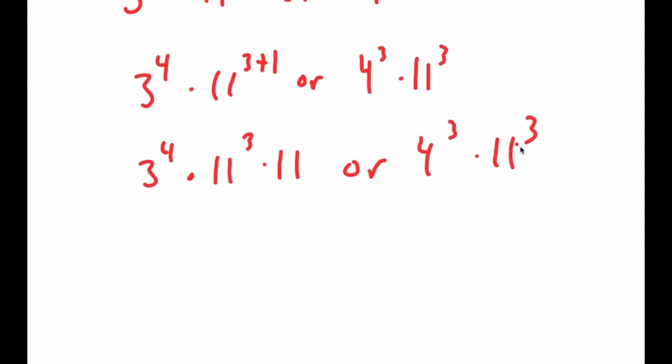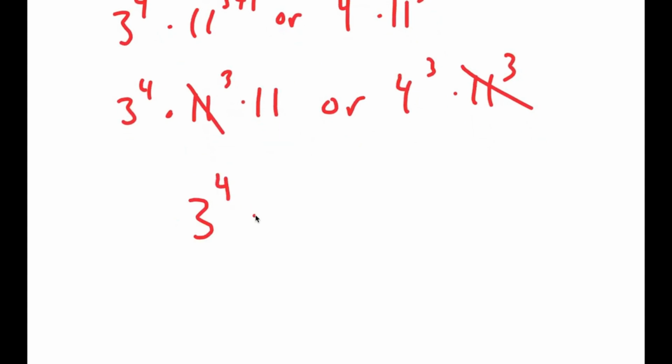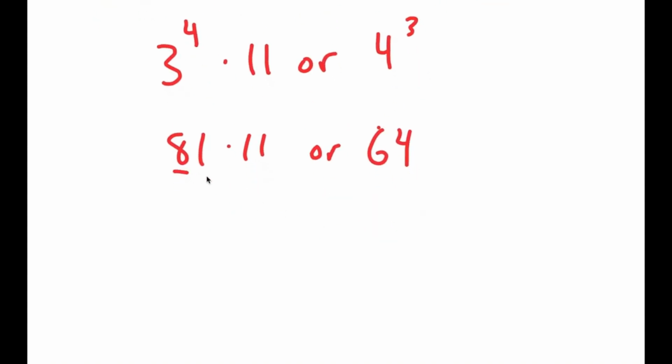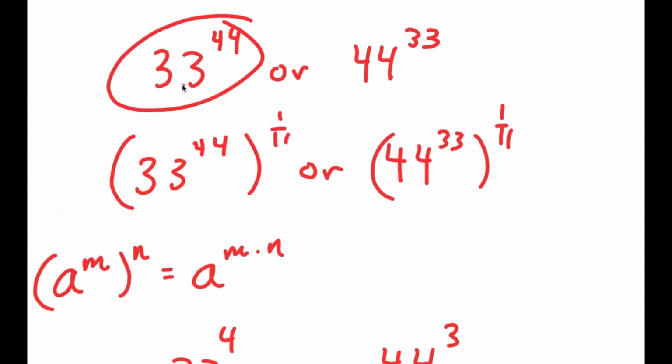And now we see that 11 to the power of 3 is present in both of these, so we can just cancel out because it's there for both terms. So I'm just comparing 3 to the power of 4 times 11, or 4 to the power of 3. Now 3 to the power of 4 is 81, so I have 81 times 11, or 4 to the power of 3, which is 64. Now 81 is already greater than 64, and on top of that, we're also multiplying by 11, which turns into 891, or 64, meaning 891 is greater, so 33 to the power of 44 is the greater term.